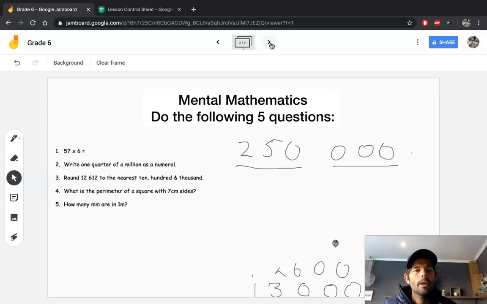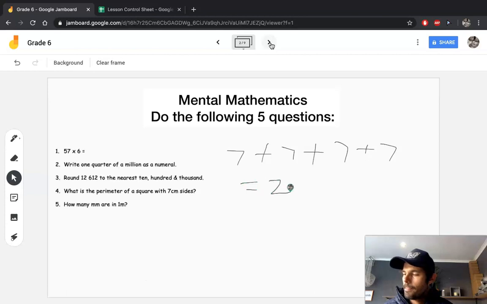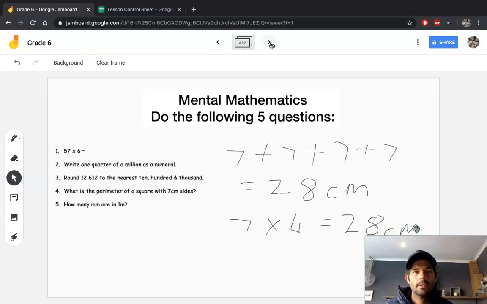Okay, then what is the perimeter of a square with 7 centimeter sides? So we should know that a square, all 4 sides are equal. So you can either say 7 plus 7 plus 7 plus 7, okay, and that's going to give you 28 centimeters, or you could say 7 times 4, which also gives you 28 centimeters.